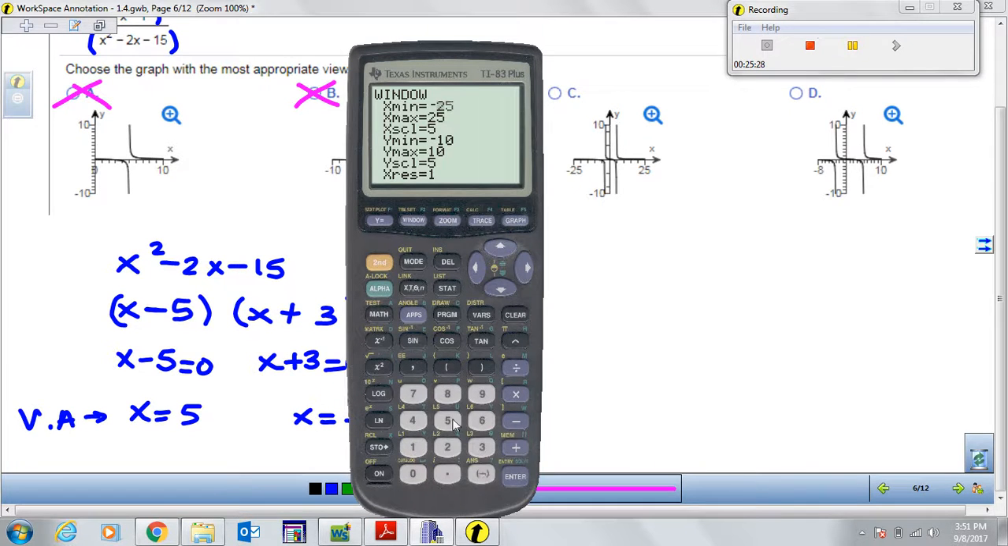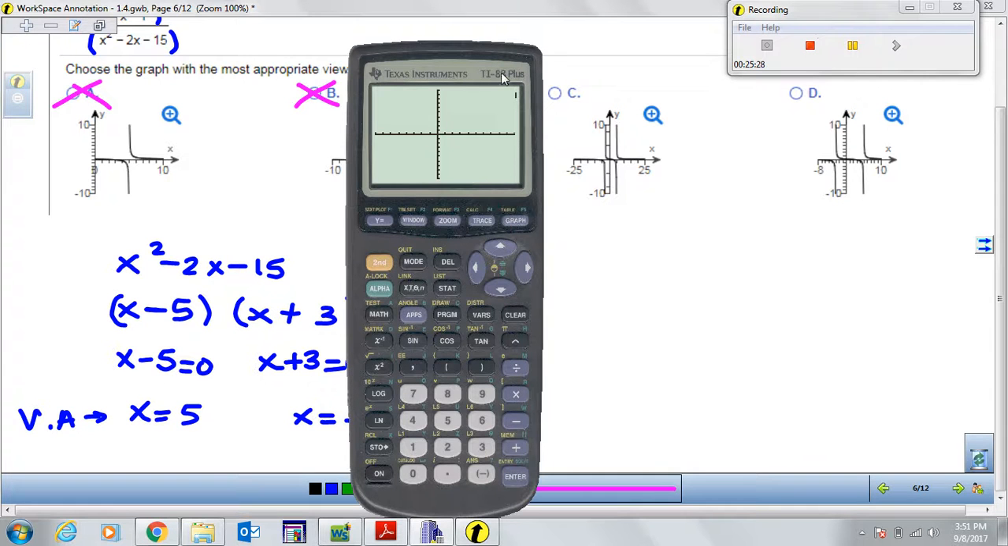So here we say from -8 to 10. And this one is going by 1 on the X scale. And then -10 to 10. But this one is also going by 1. That's better.